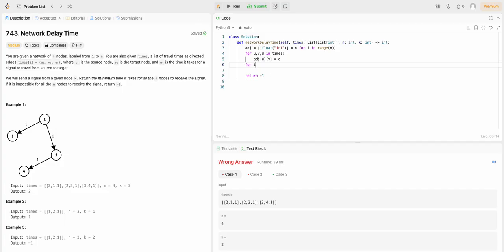So for i in range of n, adjacency of i comma i would be equal to 0. Here you have to understand that for u, since we are only using n, the index would start at 0 instead of 1. So we have to subtract 1 here, because the index goes from 0 to n minus 1. So that's why we are subtracting 1 here.